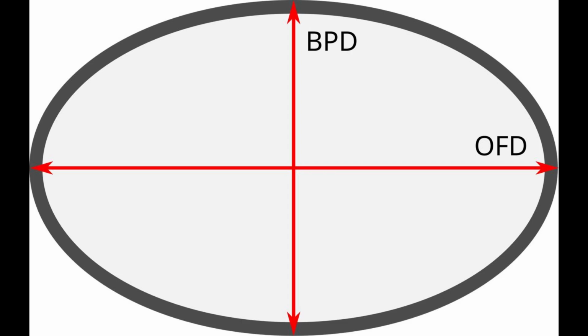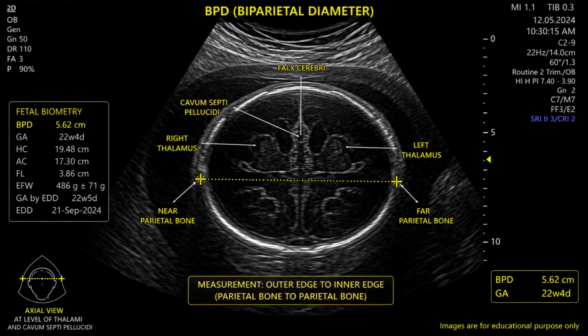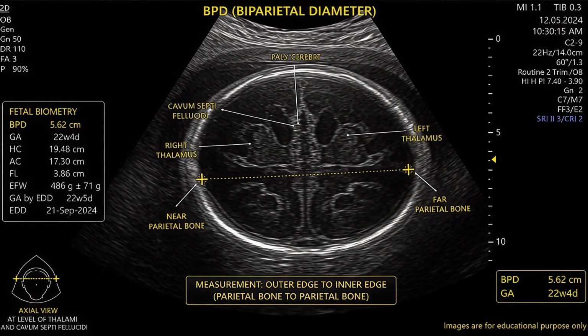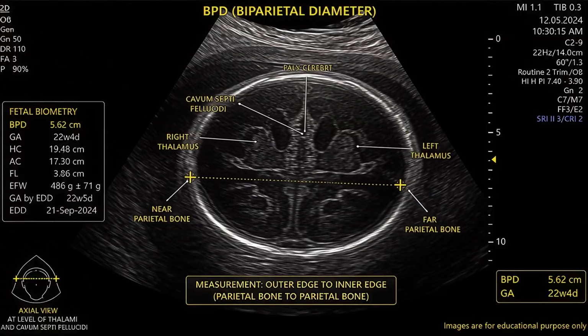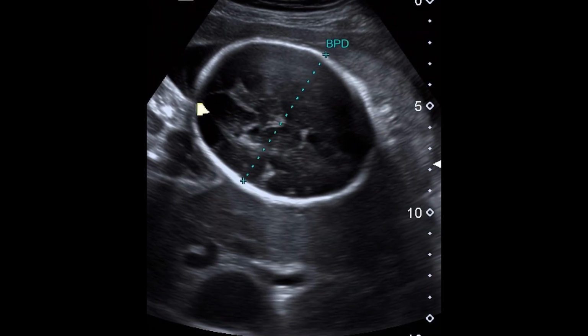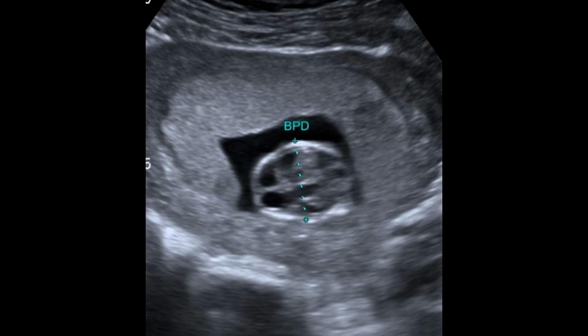What is biparietal diameter, BPD? The biparietal diameter is the measurement of the fetal skull from the outer edge of the near parietal bone to the inner edge of the far parietal bone. In simple terms, it measures the width of the baby's head. This measurement is usually obtained on an axial section of the fetal head at the level of the cavum septi pellucidi, CSP, thalami, and falx cerebri. A correct imaging plane is essential for accurate measurement.